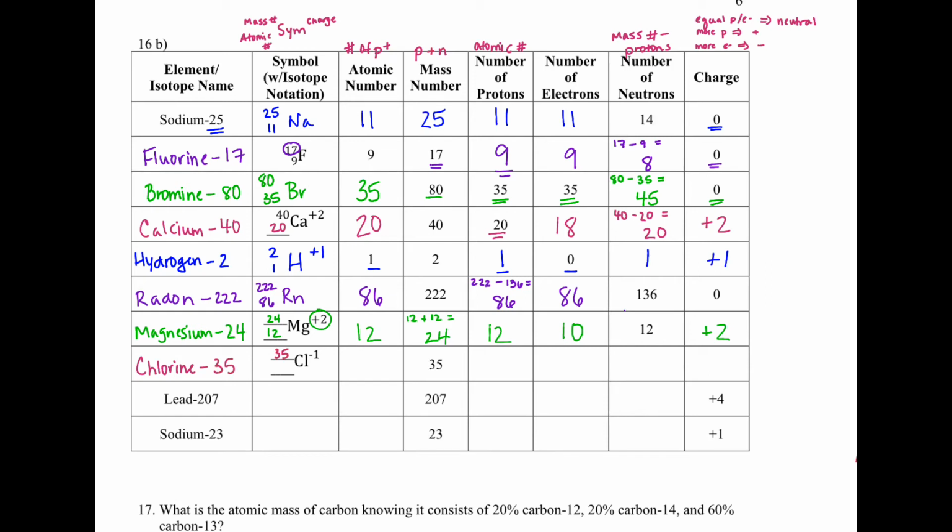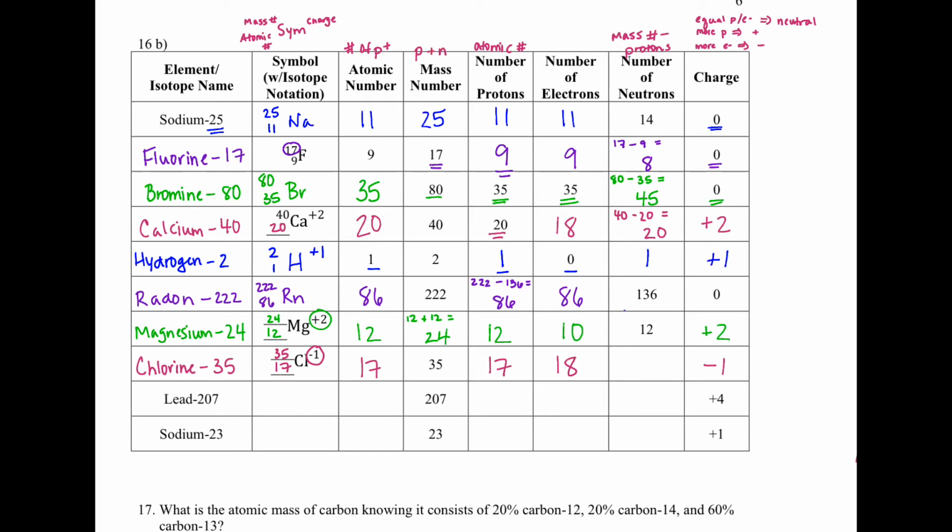If we don't know the atomic number, look on the periodic table and see that chlorine is the 17th element, which means we have 17 protons. This is the first one where we have a negative charge, right? This tells us that right there. So if I have a negative charge, that means I have more electrons than protons, 1 more. So if I have 17 protons, I must have 18 electrons to leave us with -1 overall.